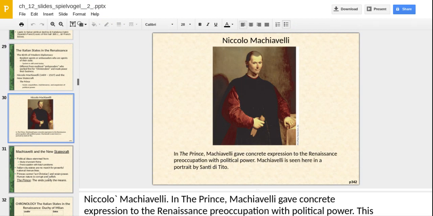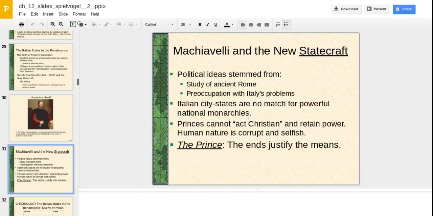There's a picture of Machiavelli. Now, political ideas stemmed from his study of ancient Rome and his preoccupation with Italy's political problems. And again, the Italian city-states were no match for these powerful national monarchies like Spain and France.